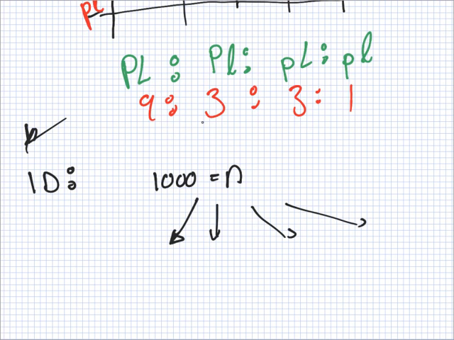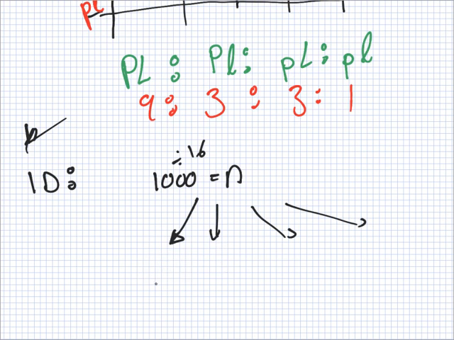So 9 plus 3 plus 3 plus 1 is 16. So what I need to do is divide this by 16 and then multiply it by 9, 3, 3 and 1. So can you type in 1000 divided by 16 and then multiply by 9? What do we get? Okay, 62.5. Next one.